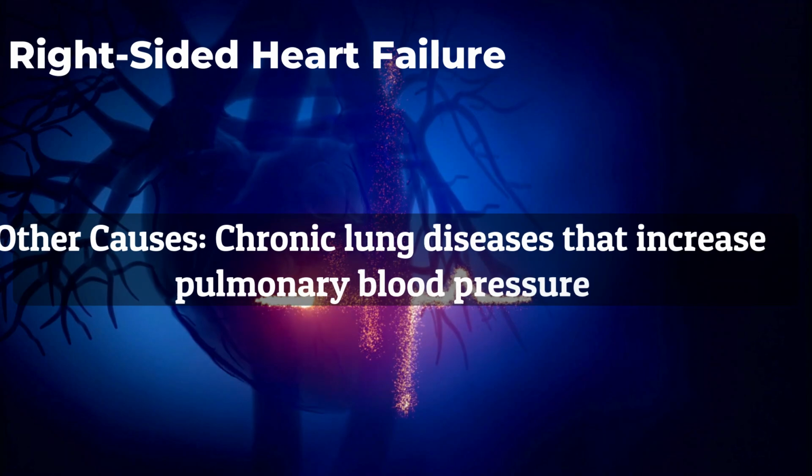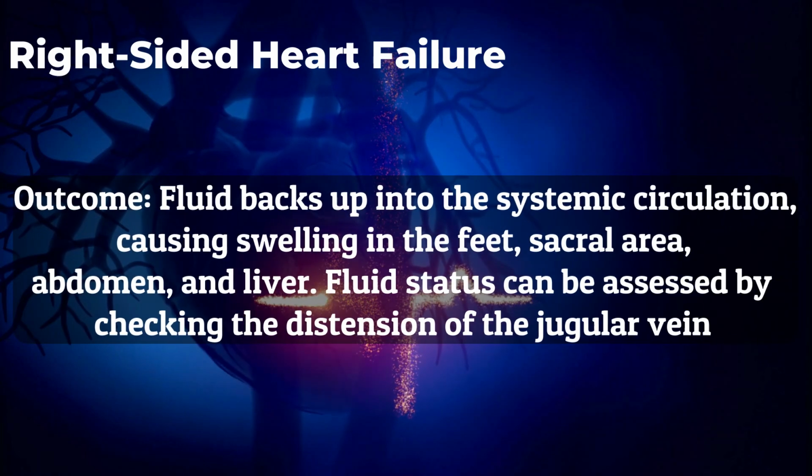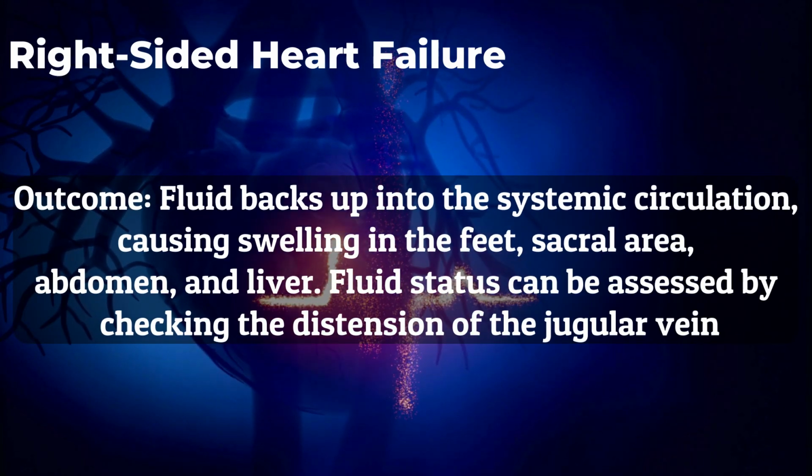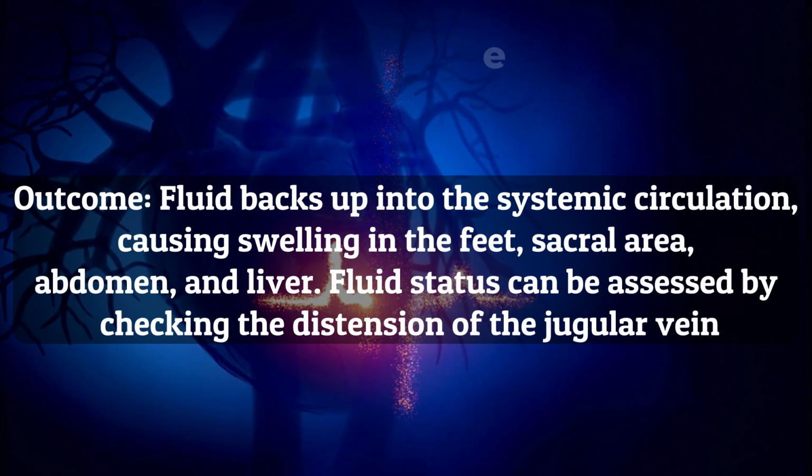Other causes: chronic lung diseases that increase pulmonary blood pressure. Outcome: fluid backs up into the systemic circulation, causing swelling in the feet, sacral area, abdomen, and liver. Fluid status can be assessed by checking the distension of the jugular vein.